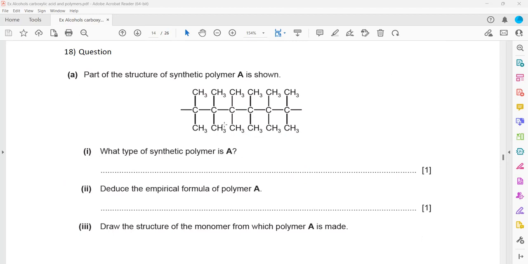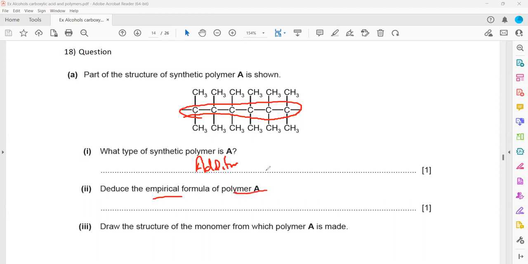Question 18. What type of synthetic polymer is polymer A, addition or condensation? Addition. It is addition because you can see a series of monomers being repeated, so repeat units are there. A simple way to identify it: a carbon-carbon link is there between all the molecules. It means it will be addition. So it is an addition polymer.